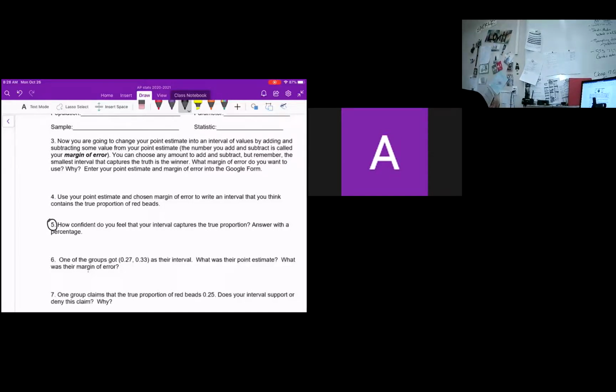So you say we are, I am, whatever percent confident the true proportion mean is between this and this. Okay. Does that mean it is in there? Not necessarily, no.